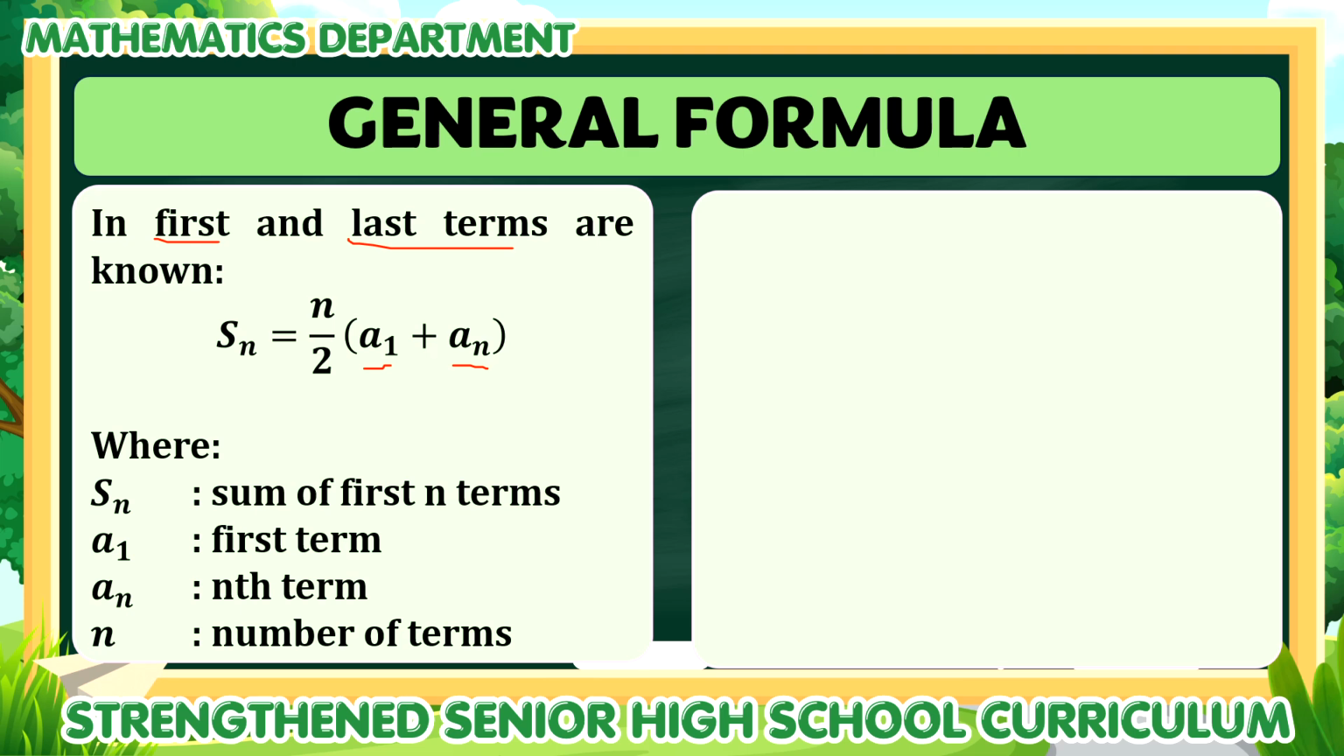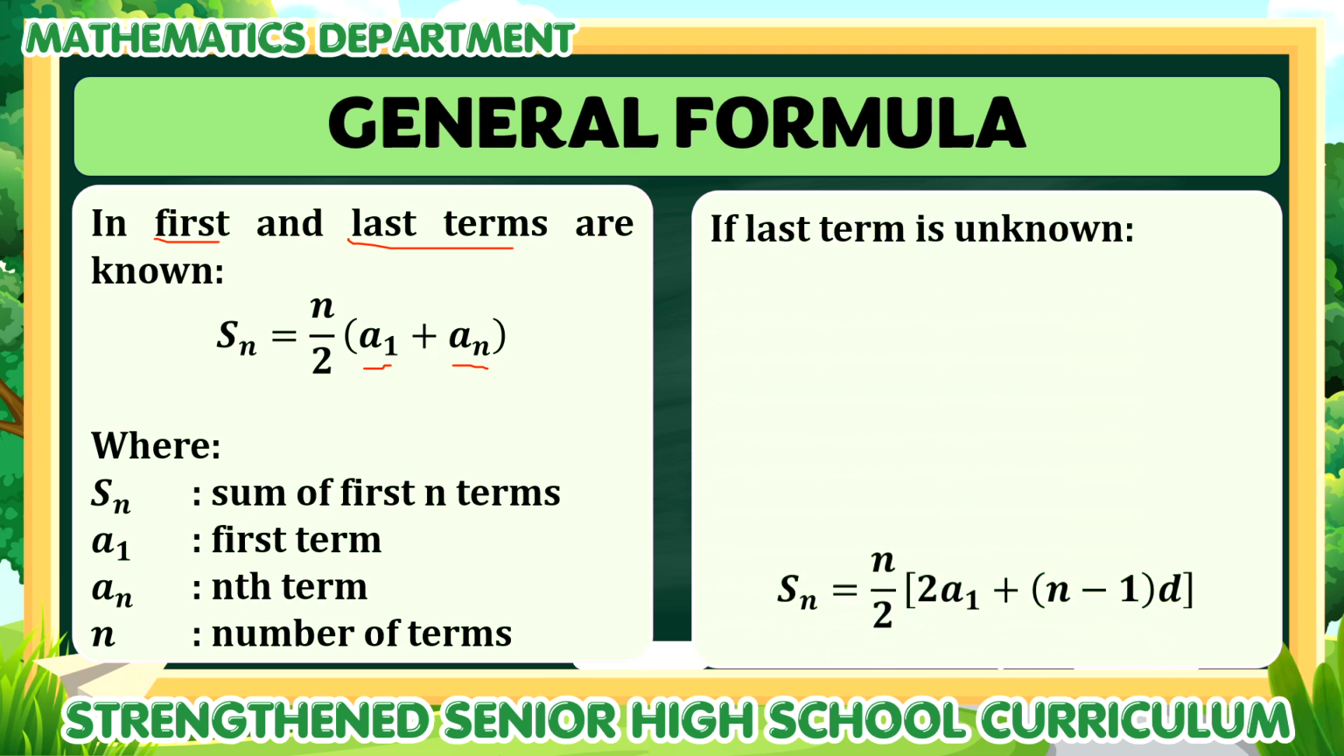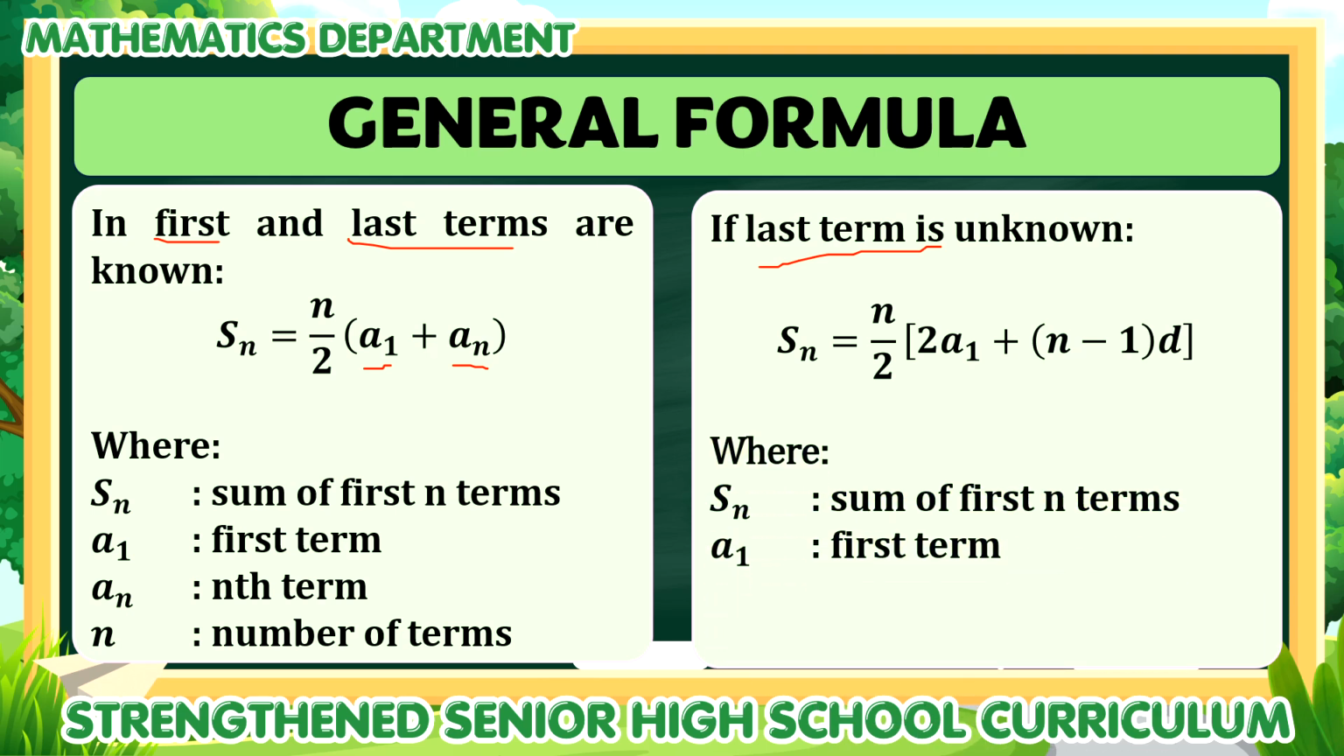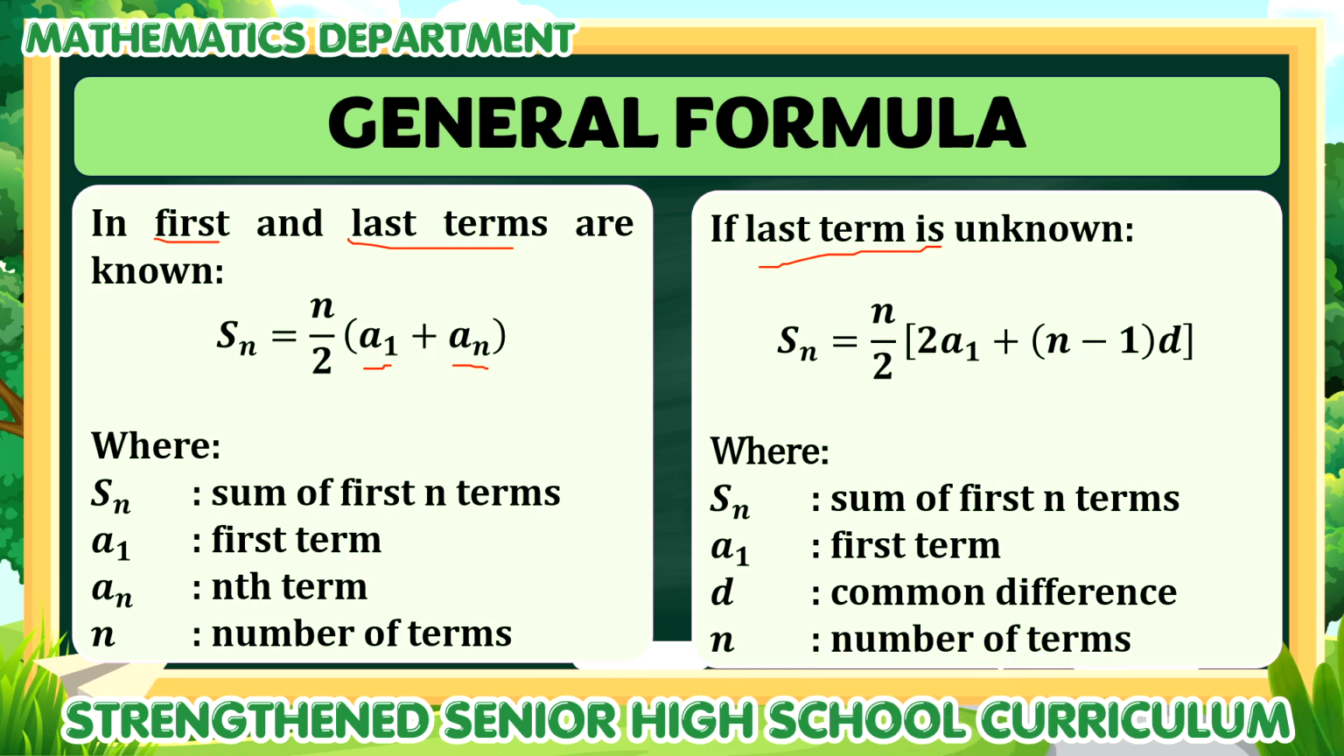On the other hand, the second formula, S sub n equals n over 2 times the quantity of (2 times a sub 1 plus the quantity of (n minus 1) times d), will be used if the last term is unknown or not given. In this formula, S sub n again is the sum of the first n terms, a sub 1 is our first term, d is our common difference, and n represents the number of terms.